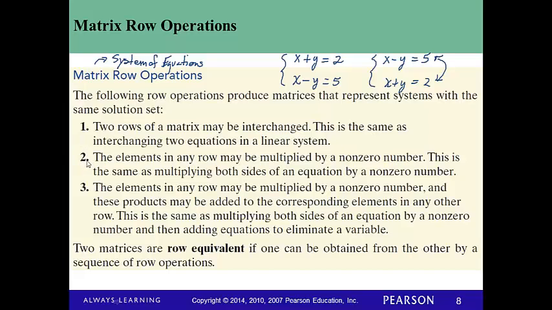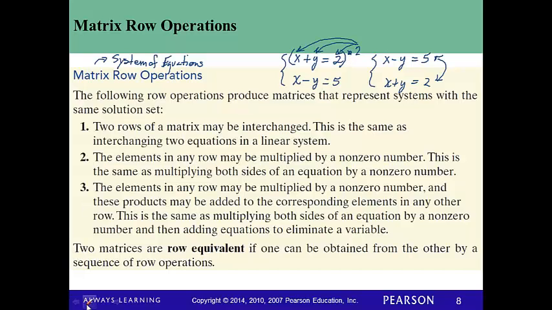The elements in any row may be multiplied by a non-zero number. That's because we can do the same thing here. We can multiply this top equation by 2, which means we multiply each term by 2. You can do the same thing inside a matrix. And then the third one says the elements in any row may be multiplied by a non-zero number, and these products may be added to the corresponding elements in any other row.